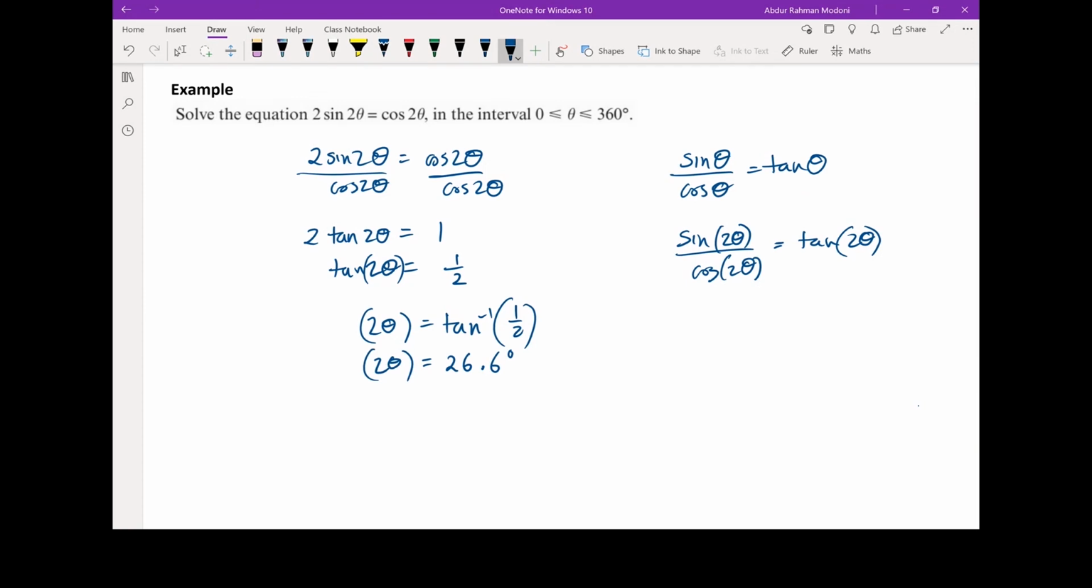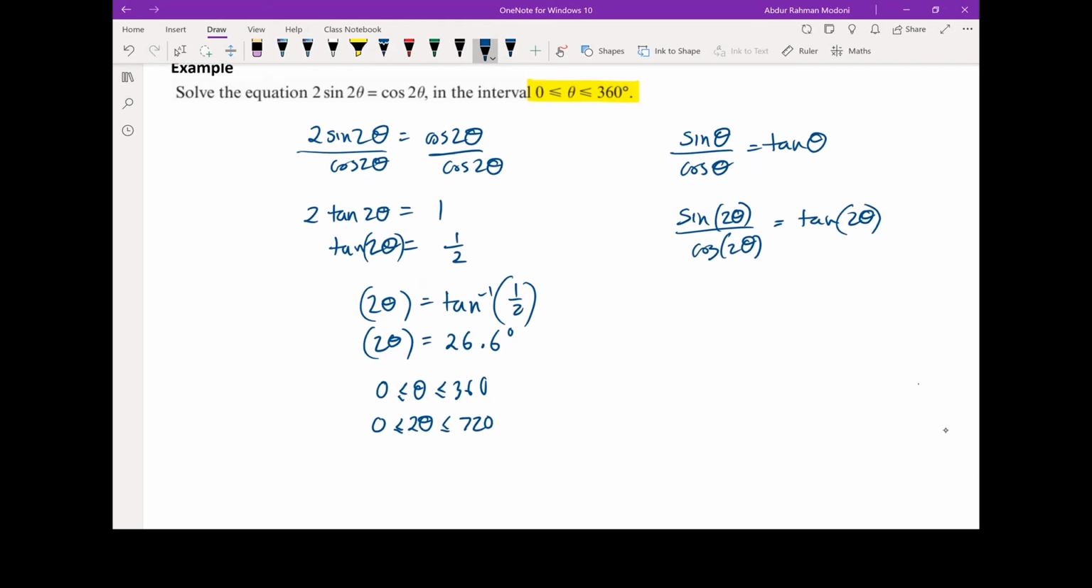In order to do this, we need to adjust our interval. Our interval currently is for theta from 0 to 360, so I'm just going to write that down here. Now I'm going to find out what it is for 2 theta, so I need to double my angles, times everything by 2, so 720, and 0 times 2 is still 0. So this is the interval that I'm going to be looking for. I'll draw my tan curve here, with an asymptote at 90 degrees and an asymptote at minus 90. Now the 26.6 degrees that I have found is somewhere along here.